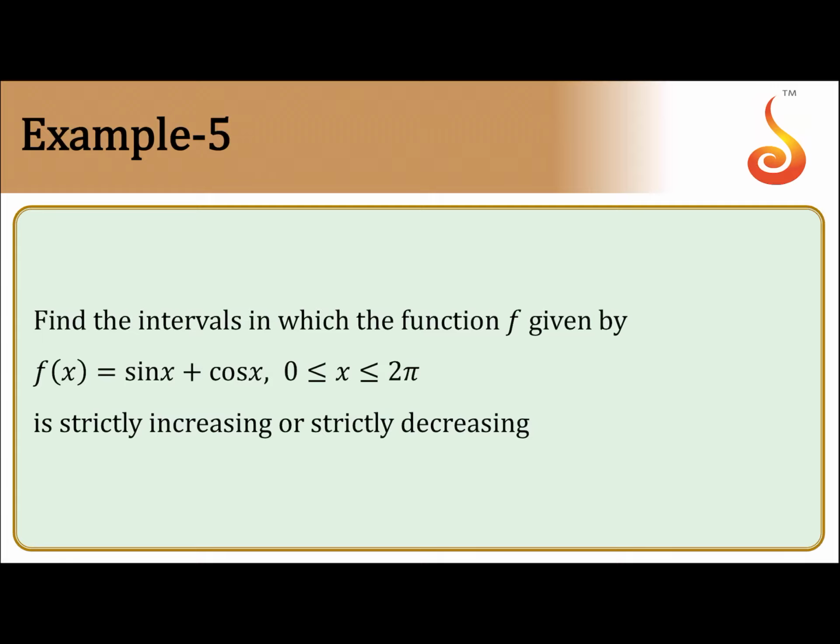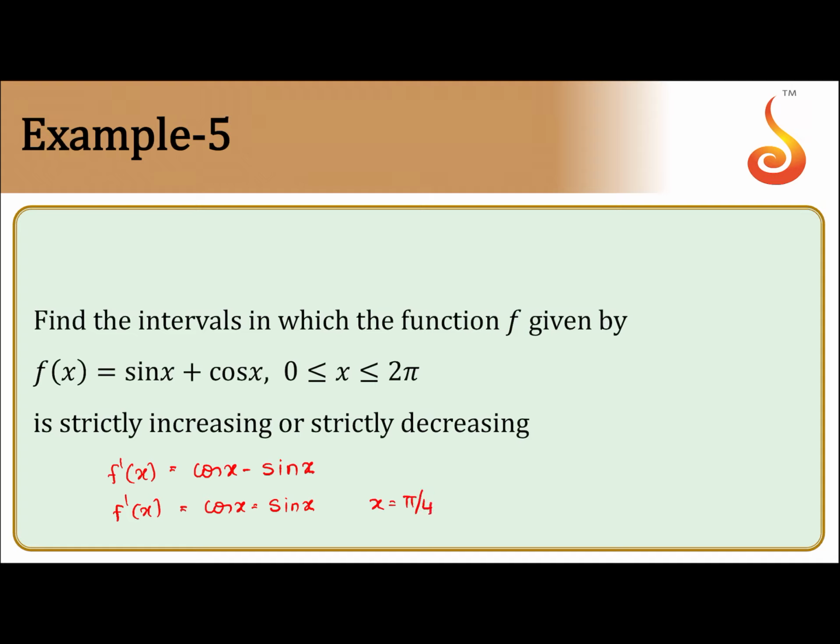Is the function f(x) = sin x + cos x in the interval 0 to 2 pi strictly increasing or strictly decreasing? f dash x is equal to cos x minus sin x. So f dash x is equal to 0 when cos x is equal to sin x. This is possible at x equal to pi by 4 because both are positive.